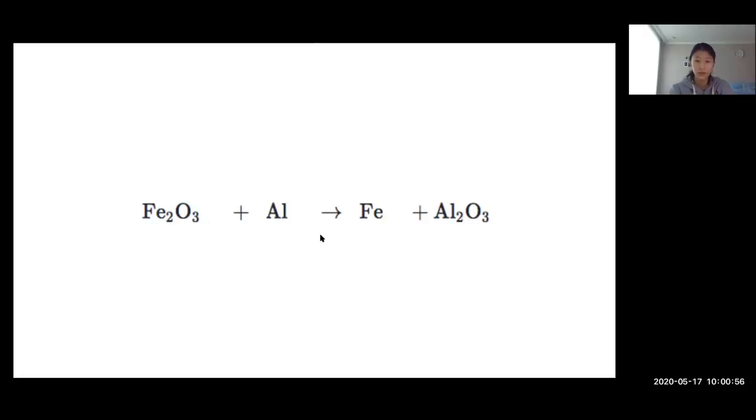First, we can see that we have 1 iron atom on the product side, but we have 2 iron atoms on the reactant side. So we're going to use coefficients to balance the equation, adding a 2 in front of the Fe. Now we have 2 iron atoms on both sides. But we also have 2 aluminum atoms on the product side, and only 1 aluminum atom on the reactant side. So we add another coefficient in front of the aluminum. Now we have an equal number of atoms on each side: 2 iron atoms, 3 oxygen atoms, and 2 aluminum atoms.